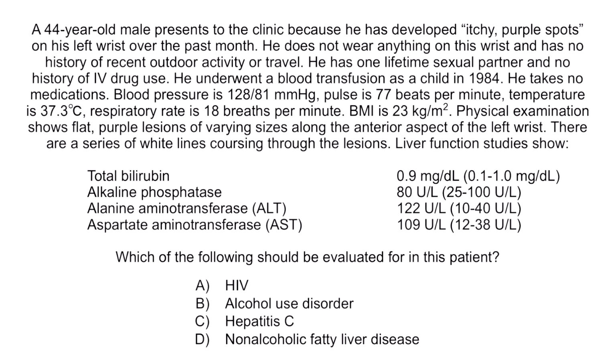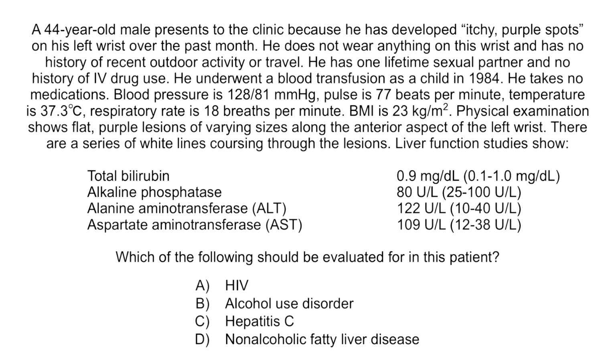Liver function studies show a total bilirubin of 0.9, alkaline phosphatase of 80, alanine aminotransferase, or ALT, of 122, and aspartate aminotransferase, or AST, of 109. Which of the following should be evaluated for in this patient? A, HIV, B, alcohol use disorder, C, hepatitis C, or D, non-alcoholic fatty liver disease?